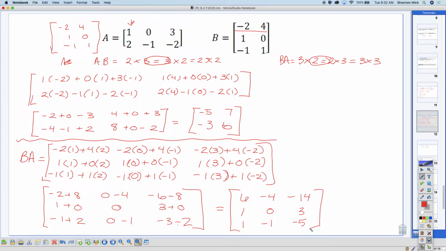Okay, how'd it go? Did you guys get 6, -4, -14, 1, 0, 3, 1, -1, -5? Okay, again, is matrix multiplication commutative, guys? No. We got a 2 by 2 the first time and a 3 by 3 the second time. It is definitely not commutative.